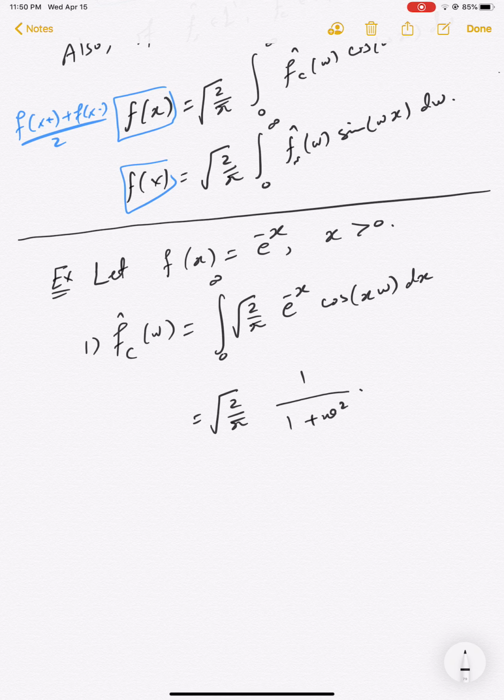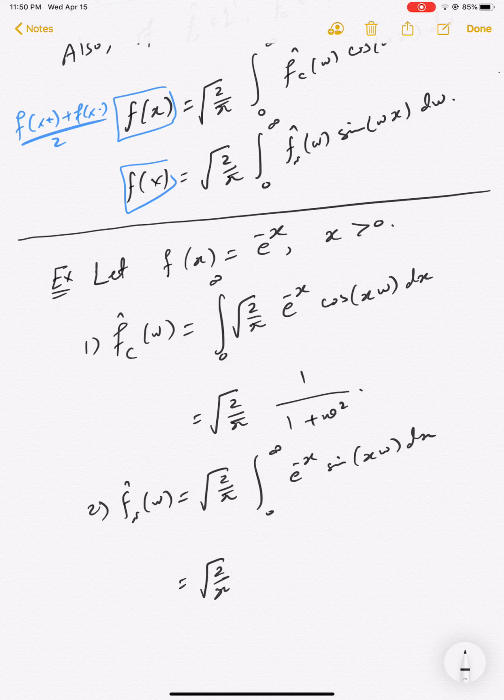We will see it. What is the sine transform? Again, we have this root from 0 to infinity, e to the minus x sine omega x dx. If we do this, it will be omega over omega squared plus 1.